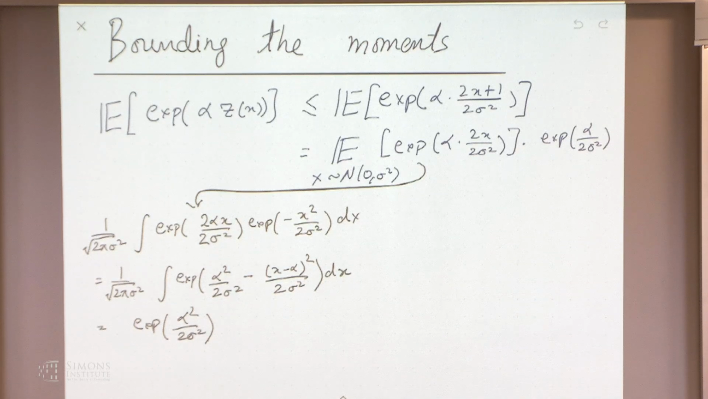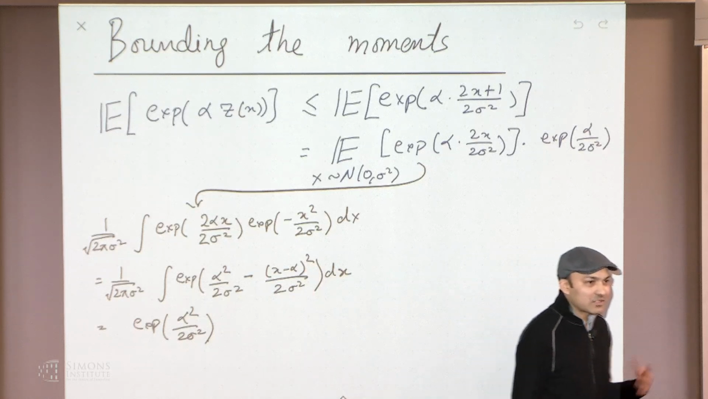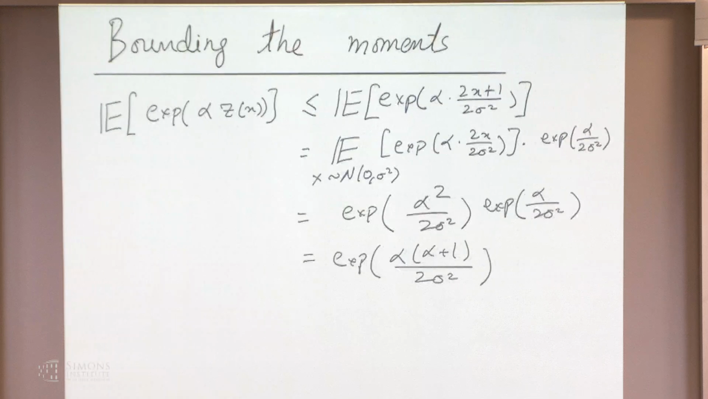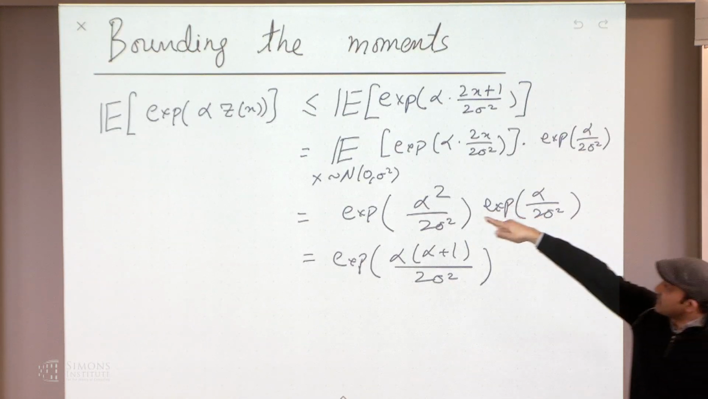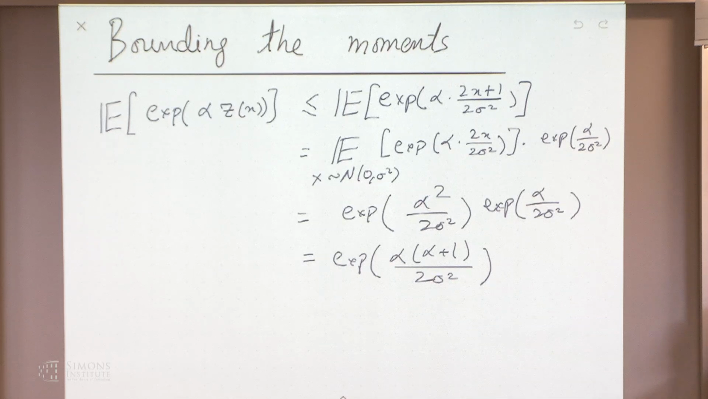The normalizing constant is exactly what gives me 1. Right? So that's why I actually didn't even need to know it. Good. So let's plug that back in. And we get that this expectation is e to the (alpha plus 1) over 2 sigma squared.